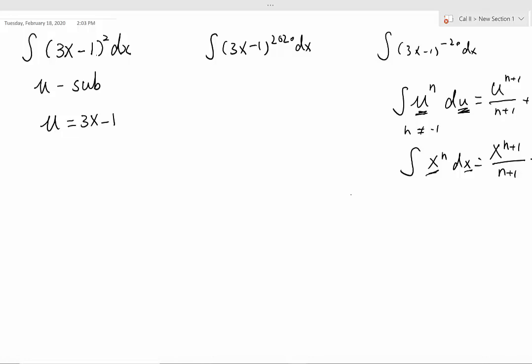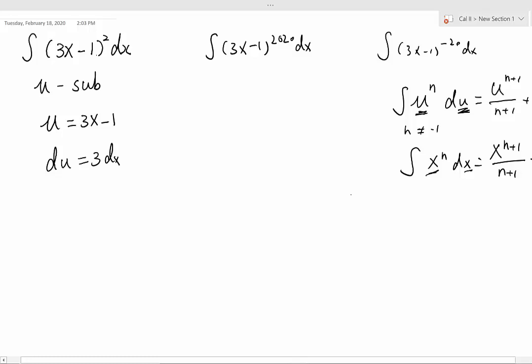So right now I have 3x minus 1 is u. I need to get my dx. In order to get dx, we have to take the derivative on both sides. So du will be 1 du. We didn't write down the 1, but there's a 1 in front. So the 3x will be 3 dx.